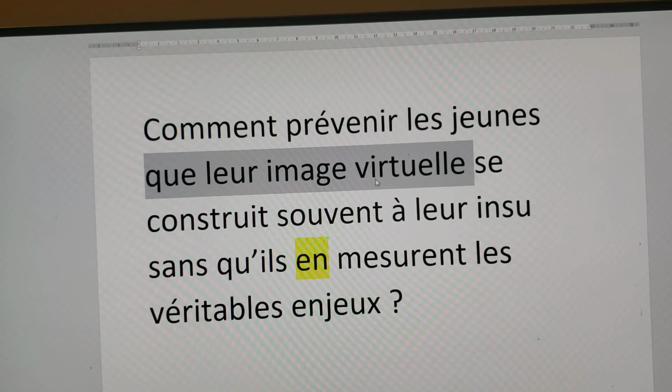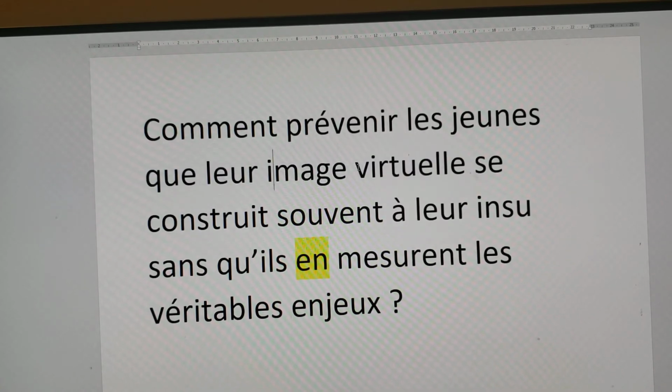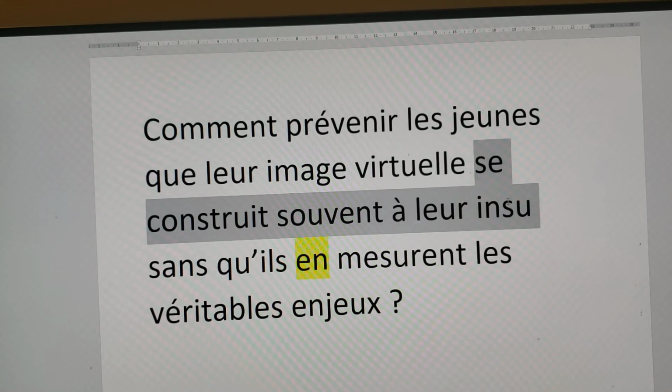that you create. For instance, if you're going to create an account of yours on Facebook, or let's say on any other social media, give it a display picture and create a whole bunch of updates about it, you are actually creating a virtual picture of yourself, right? So that's what it means over here, the virtual picture. Se construit souvent à leur insu.